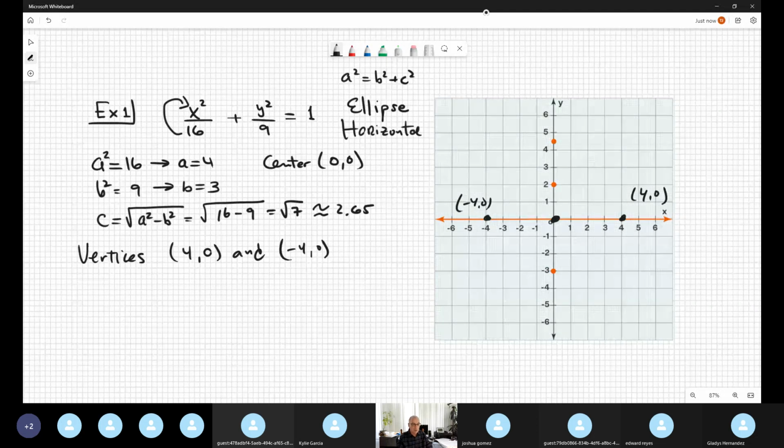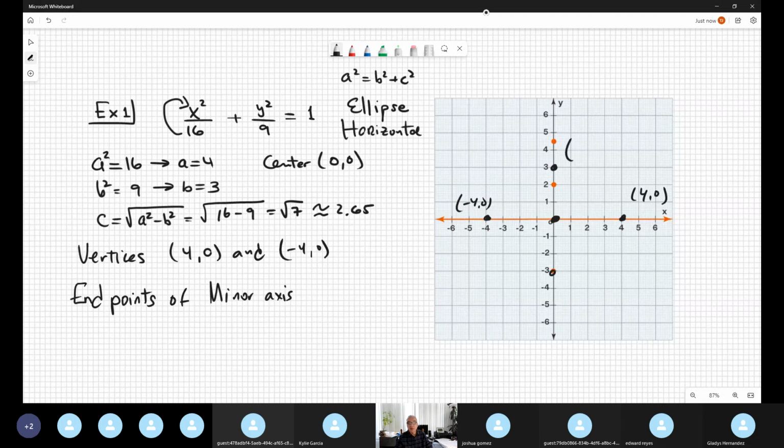Likewise, the endpoints of the minor axis lie on the y-axis in this specific example, of course, and the distance is 3. 3 up and 3 down. Those points are the point 0,3 and the point 0,-3. Okay, so now I have a little bit more of an idea of how our ellipse looks like that.